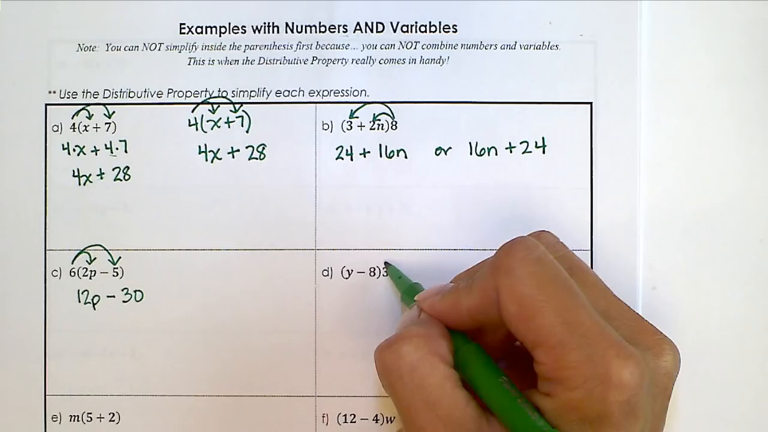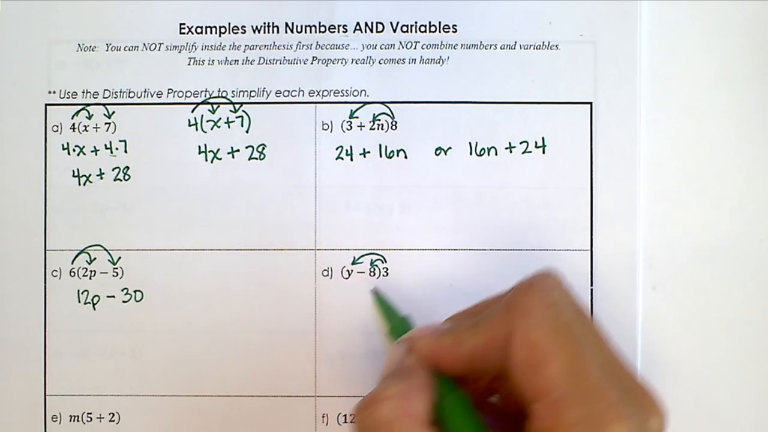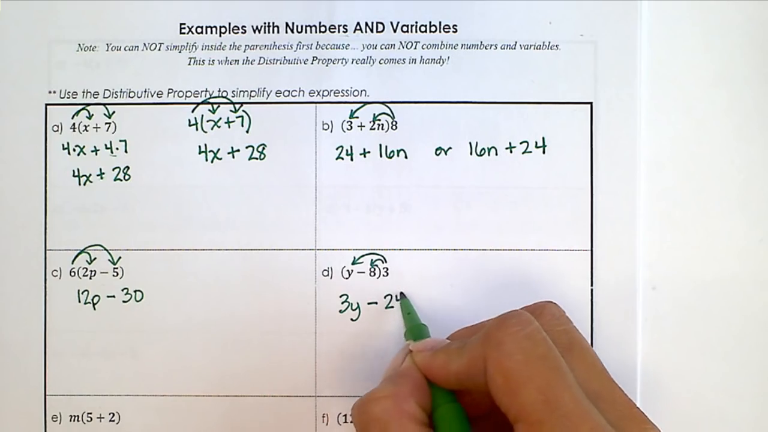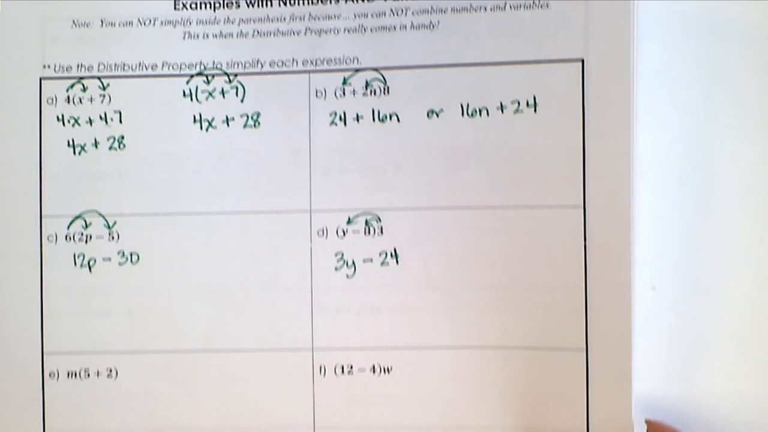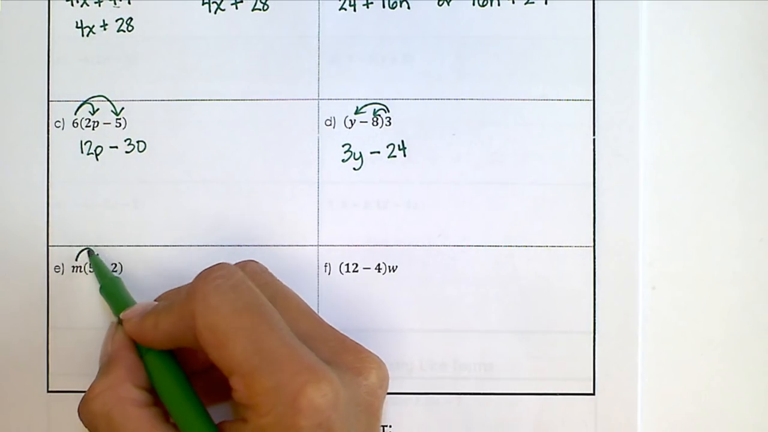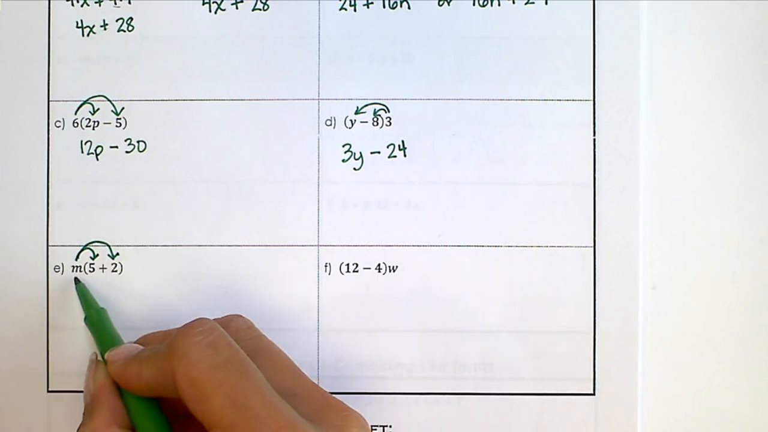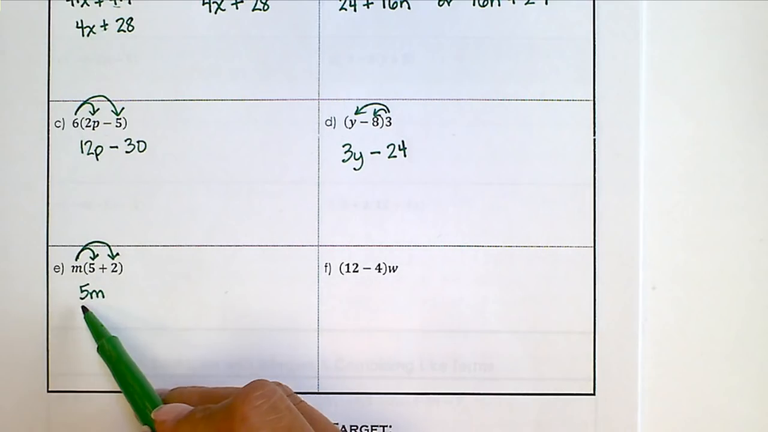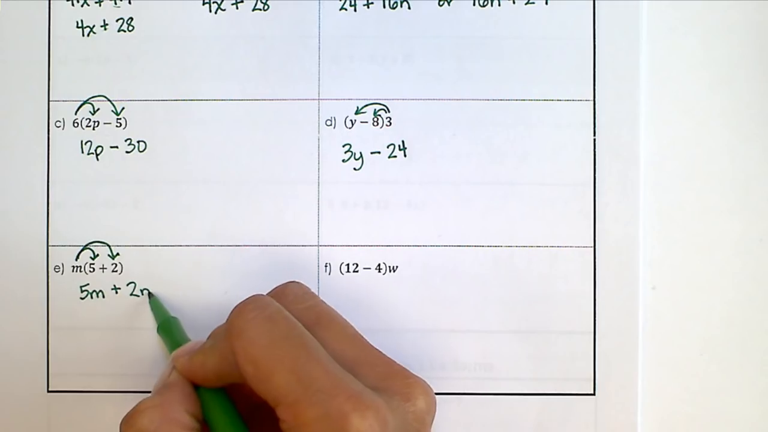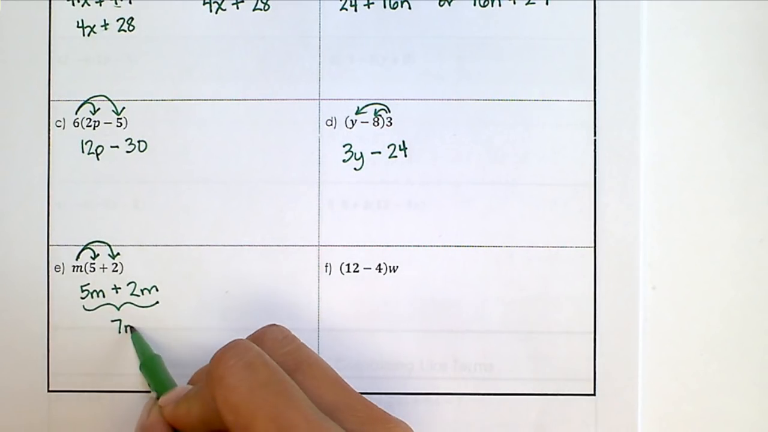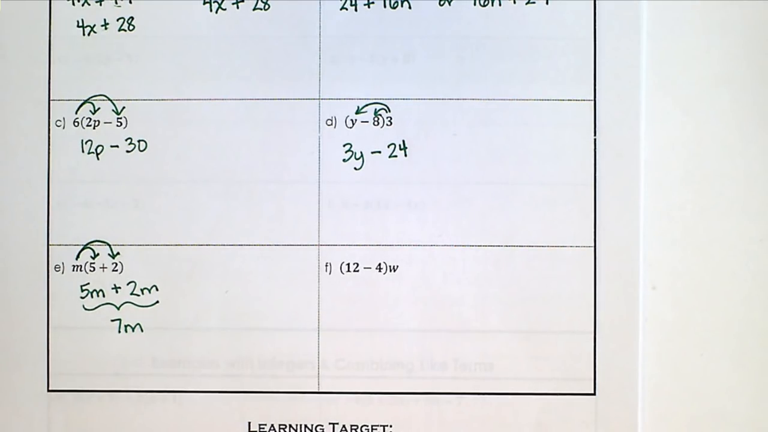All right, distribute the 3 backwards here. And I get 3 times y is 3y minus 3 times 8 is 24. All right, let's do 2 more real quick. m times 5 and m times 2. So m times 5 is 5m. Make sure you put the 5 in front. Whenever you have a coefficient in a variable, the number goes first, plus 2m. And I notice, oh, I can combine like terms now, so I have to keep going. And final answer for letter E is 7m.